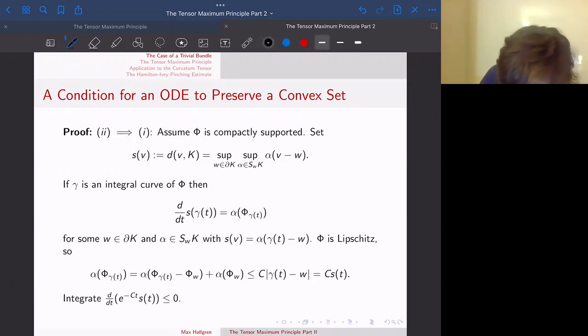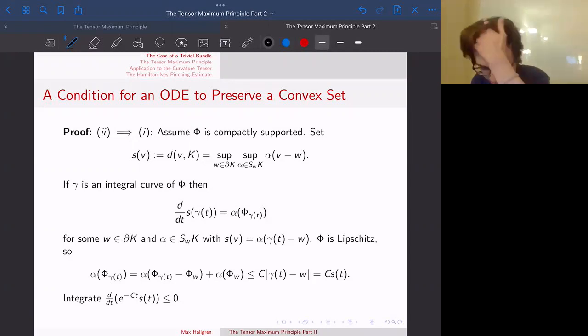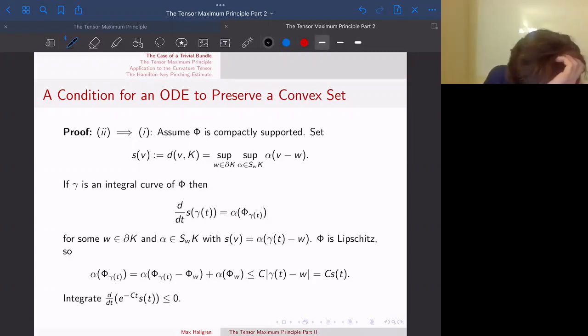So, we can just assume without loss of generality that phi is compactly supported. It's not too difficult to reduce the general case to this, but let's just assume it for simplicity. So we're going to define S of V, a function on R^k, to be the distance to the convex set.